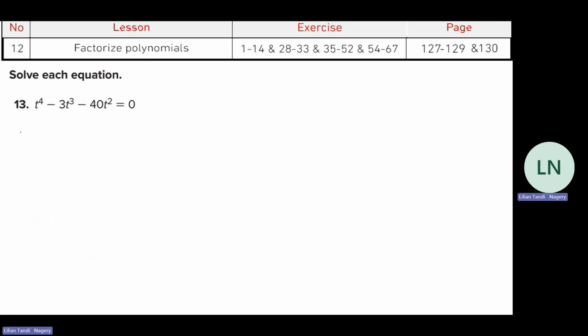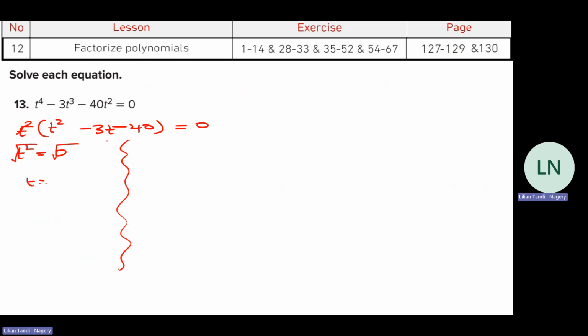Greatest common factor is t squared. So you're going to have t squared times (t squared minus 3t minus 40) equals 0. You're going to divide this into 2. t squared equals 0. Square root both sides. You're going to repeat your answer 2 times because a square root should have 2 answers. And you cannot put plus or minus because 0 can only be 0.